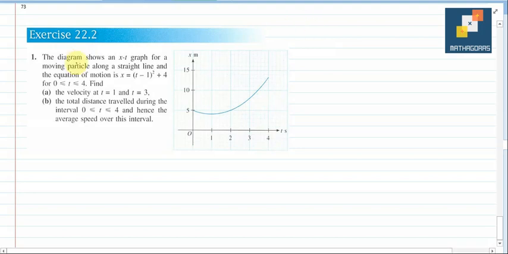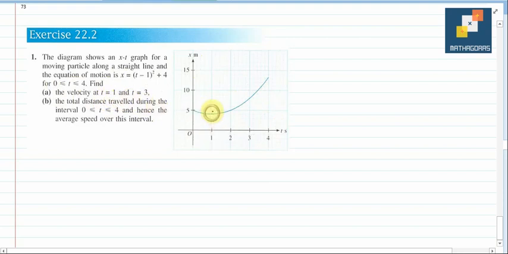The question number 1 says, the diagram shows an x-t graph for a moving particle along a straight line, and the equation of movement is x equals (t minus 1) whole squared plus 4, for t greater than or equal to 0 and less than or equal to 4. As you can see, there is a displacement-time graph and it's a curve. We need to find the velocity at t equals 1 and at t equals 3.